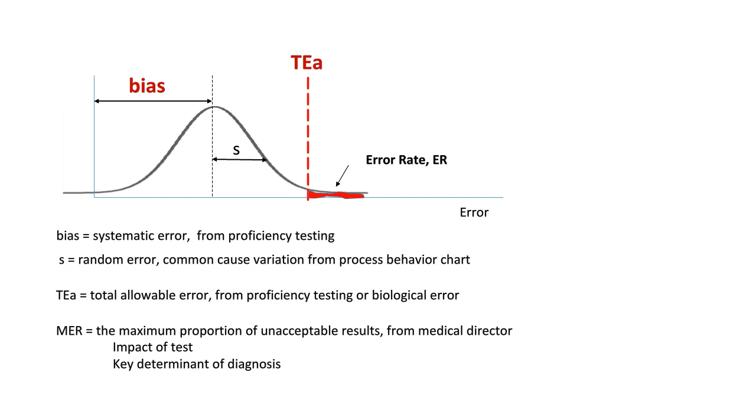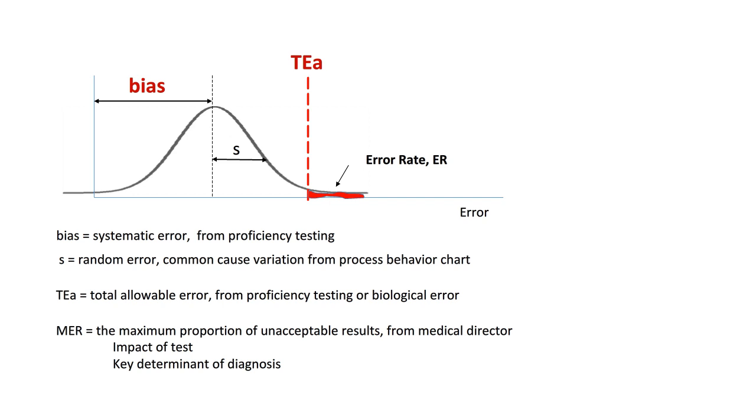No test is perfect, and there's always a chance of unacceptable results. And the acceptable error rate is dependent on the medical context, and it's determined by the medical director. A risky test would require a low maximum error rate, say 1%, whereas a 5% maximum error rate might be acceptable for a less risky test. Obviously, we should strive for as low an error rate as possible, which is one of the reasons for the war on variation.